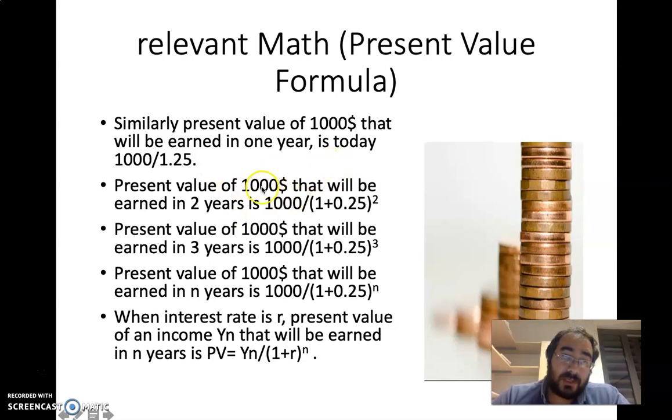Similarly, $1,000 in 2 years is worth this amount. $1,000 in 3 years is worth this amount. $1,000 in 9 years is worth this amount. So the present value of any future income, which is called YN, where N represents the year in which I earn it, is YN divided by 1 plus R in parentheses with the power N.